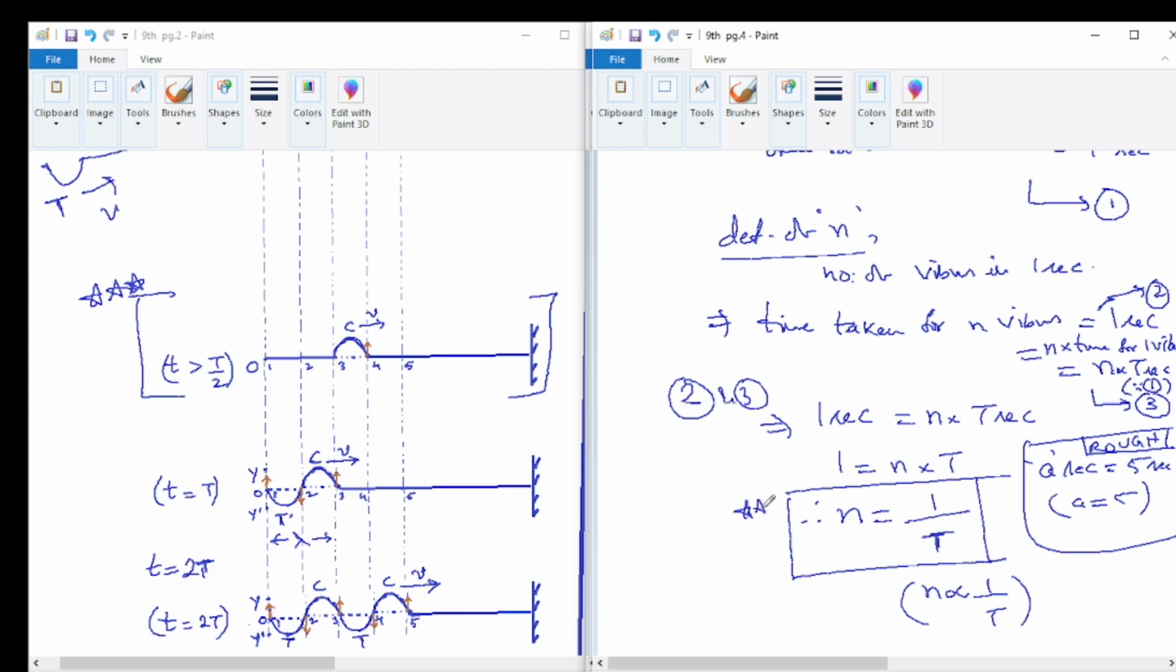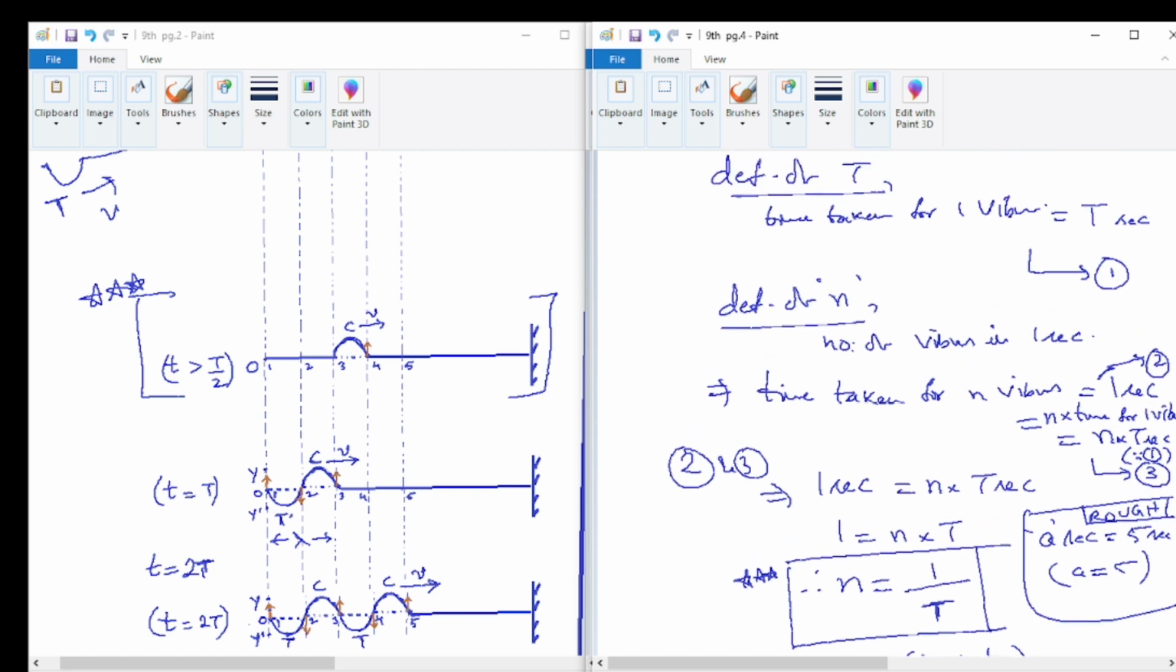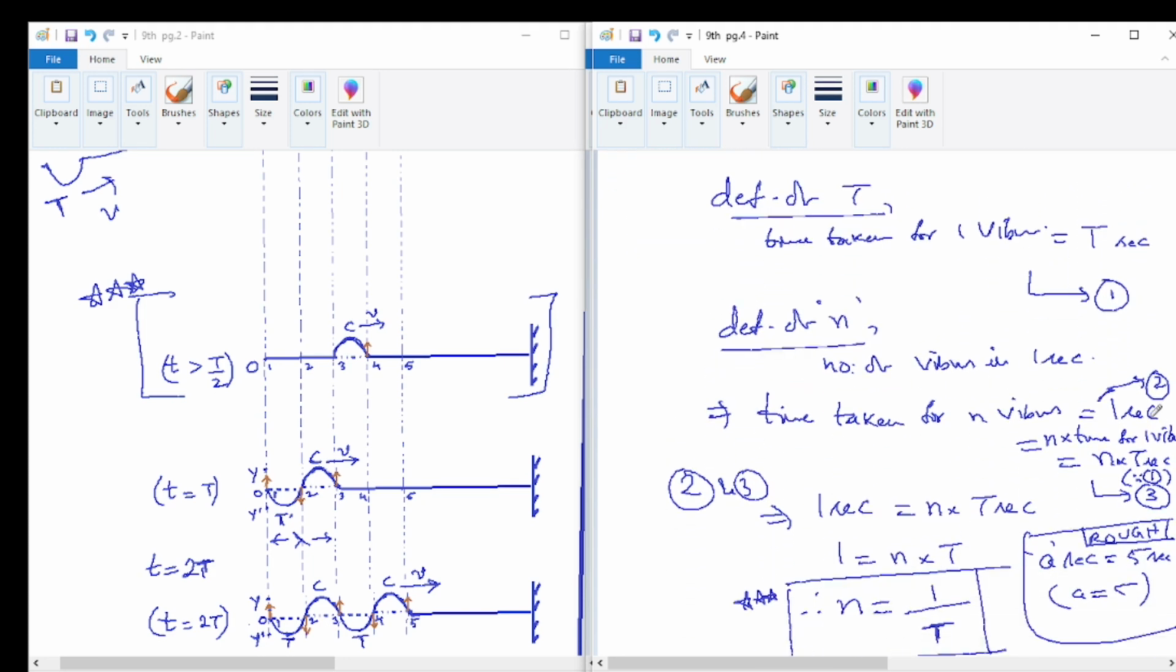So this is a very, very, very important relation between frequency and time period. In how many steps is it coming? Just in 2 main steps. Time taken for one vibration is t seconds, and from the definition of frequency, time taken for n vibrations is 1 second. But time taken for n vibrations is what? n into the time taken for one vibration.